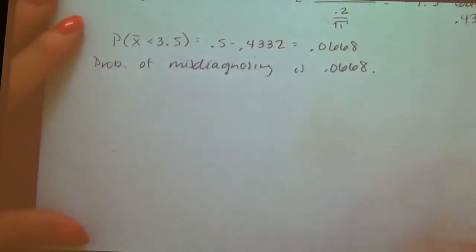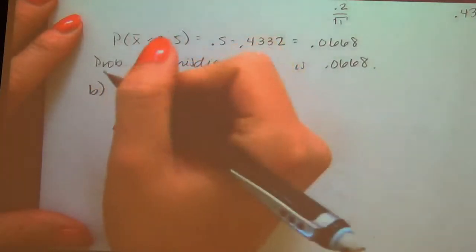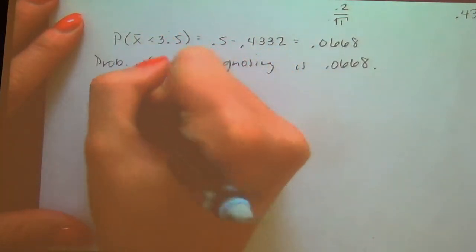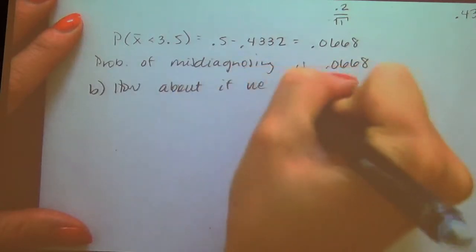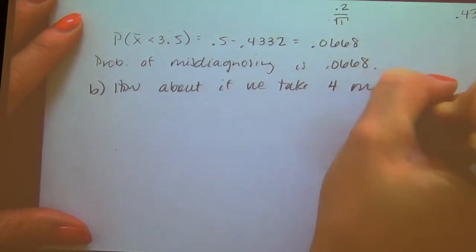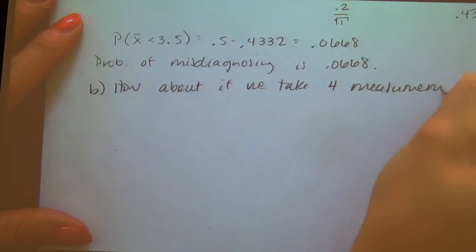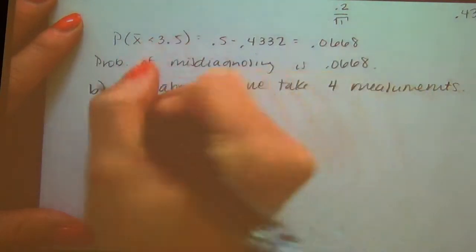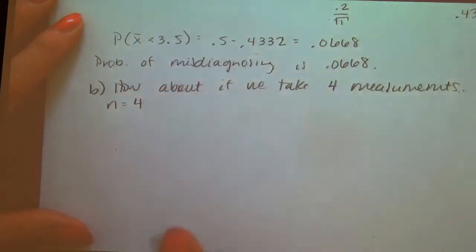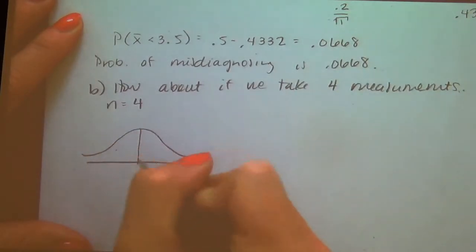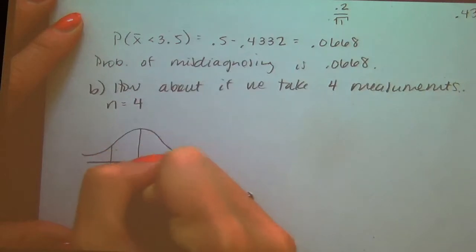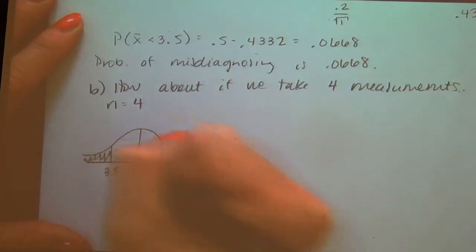This time, let's see what happens if we take 4 measurements. Here my n is going to be 4. If I draw my picture, it's going to look exactly the same. We still have the 3.8 and the 3.5, and we're looking for the probability of being less than that.